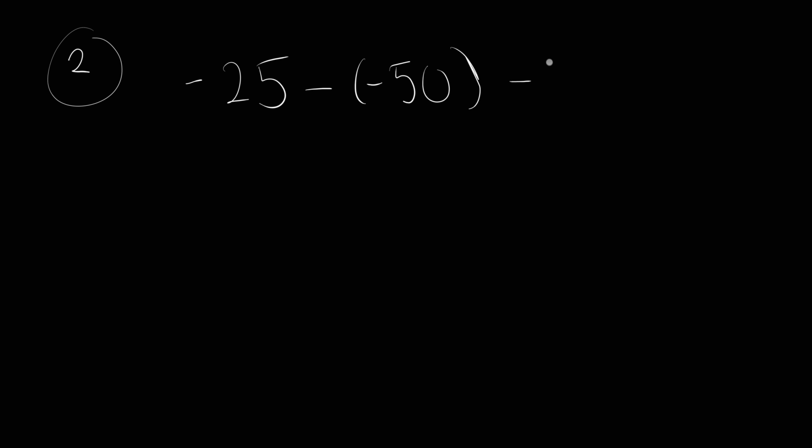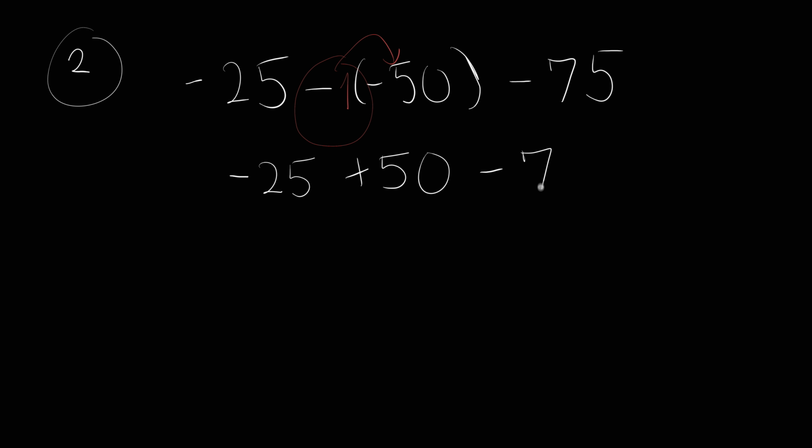Problem number 2. What are they asking you to do in problem number 2? We have -25 minus -50 and -75. So in this particular problem, we're going to have to clear the parentheses first. So here you have a phantom 1 that we talk about. There's a phantom 1 that is multiplying this 50, which is going to give you a +50. And you still have the -75 here.